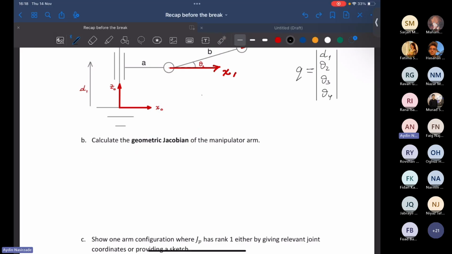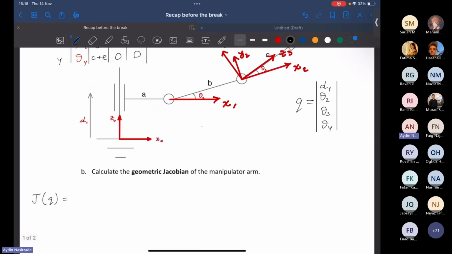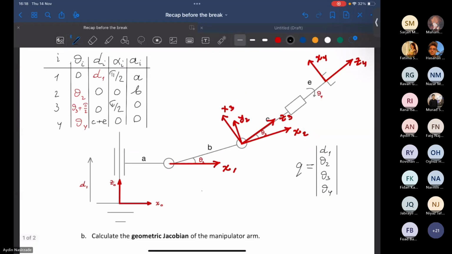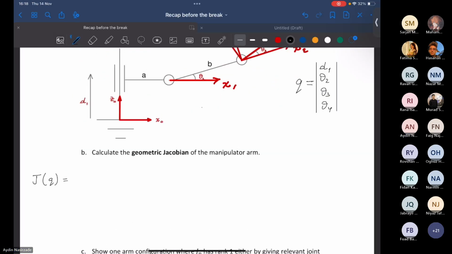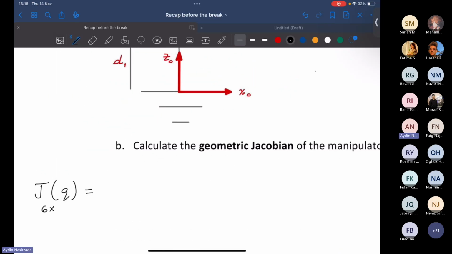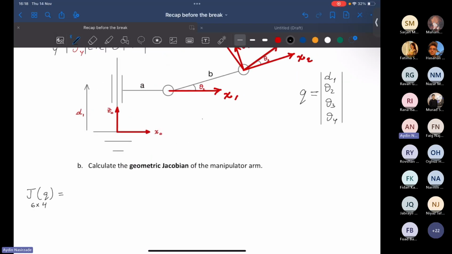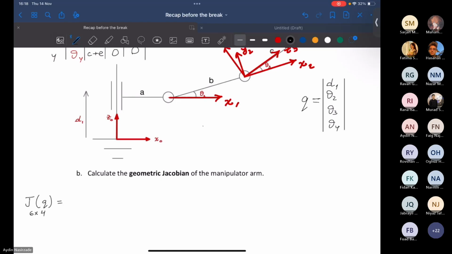Whenever you get a question on the geometric Jacobian, you have to write down the equation. So J of q, which is the geometric Jacobian, will be of what dimension? What is the dimension of this matrix for this manipulator? It always has 6 rows and as many columns as the number of joints. Yes, it will be a matrix of 6 by 4: 6 rows and 4 columns.